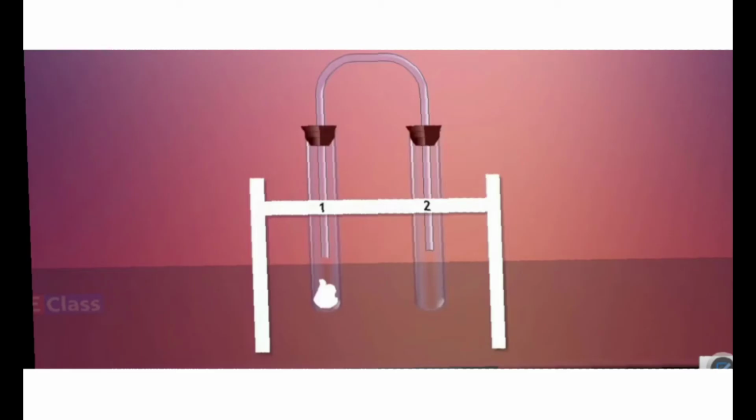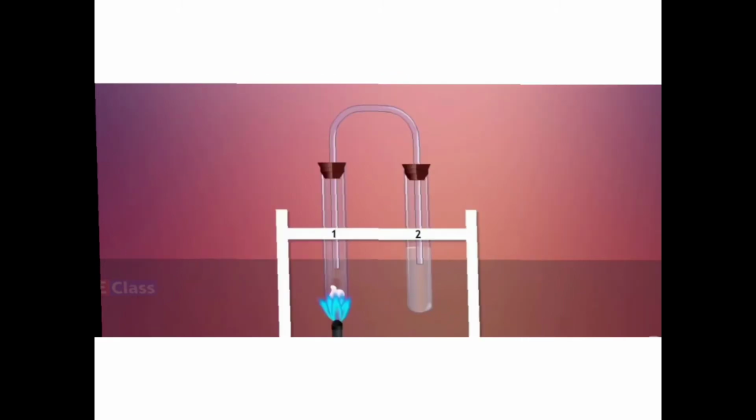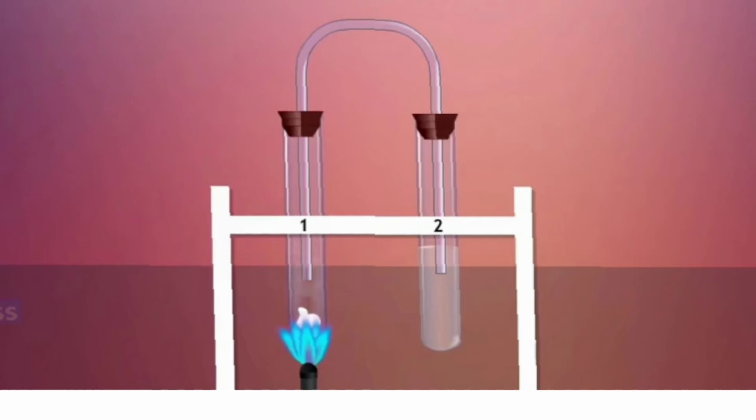The next activity, we are going to use calcium carbonate and freshly prepared lime water. This is the things which I require. Now let us go towards the experiment. I will require one U-tube, two test tubes, two corks and the test tube stand. In one of the test tubes, I am going to take calcium carbonate, and in test tube number 2, I am going to take freshly prepared lime water. Now I am going to heat test tube number 1. So test tube number 1 is heated.